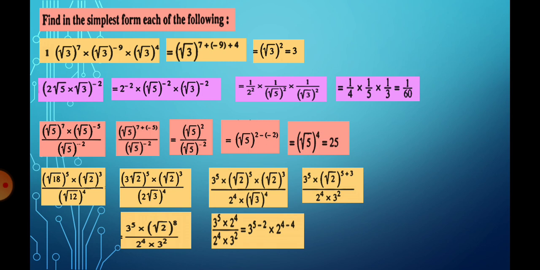Then we have two bases, 2 and 3. We drop 3 and subtract the power of the denominator of 3 from the power of the numerator of 3. So we can write 3 to the power 5 minus 2 times 2 to the power 4 minus 4. Here 4 minus 4 equals 0, so we can write 3 to the power 3 times 2 to the power 0. We know any non-zero number to the power 0 equals 1. So 3 to the power 3 times 1 equals 27.